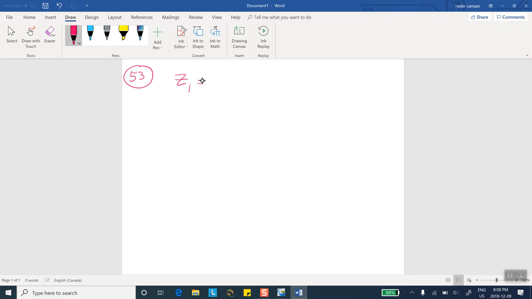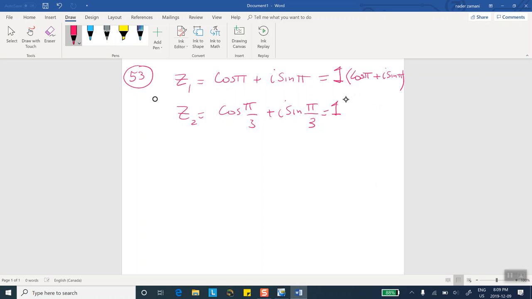The first one is z1 equal to cosine of pi plus i sine of pi. And the second one is cosine of pi over 3 plus i sine of pi over 3. There's nothing wrong here except that the modulus, they didn't write it because it's 1. So this is cosine of pi plus i sine of pi, and this is equal to 1. They didn't write it. Cosine of pi over 3 plus i sine of pi over 3.